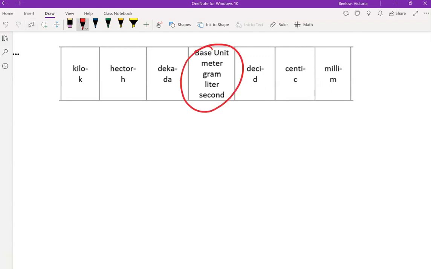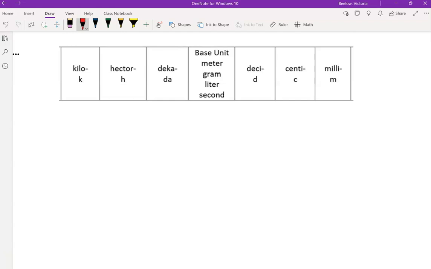These are the metric base units: meters, grams, liters, and seconds. For our class, we primarily focus on grams and liters. However, next year in physics, you'll be using other units of measurement like meters and seconds. So these are the base units, a meter, a gram, a liter, or a second. And then you could also put a prefix in front of that.